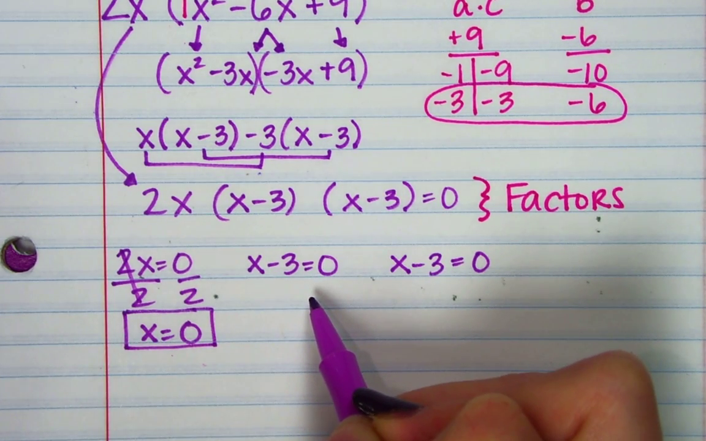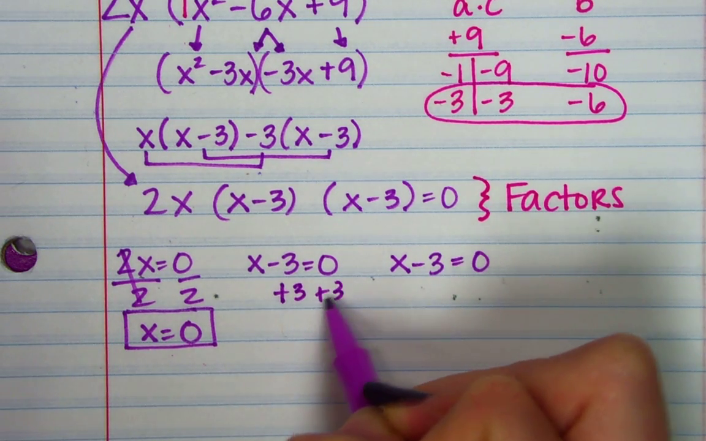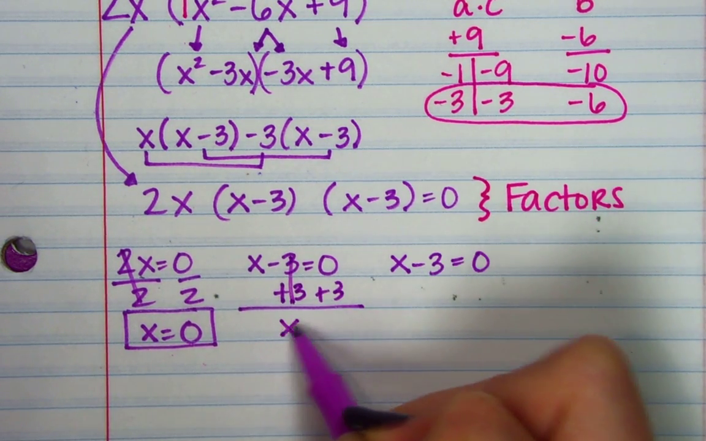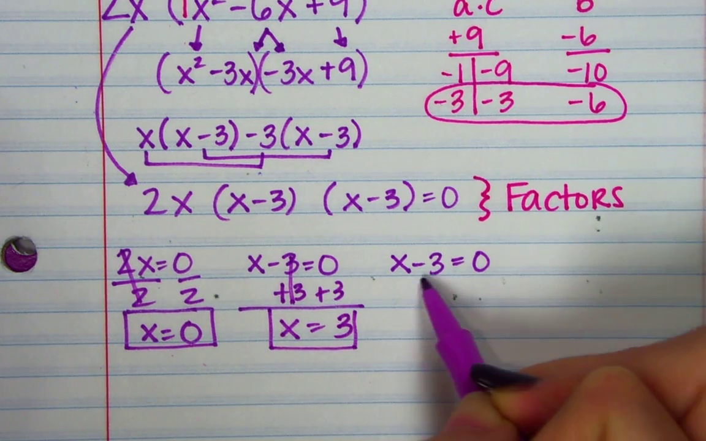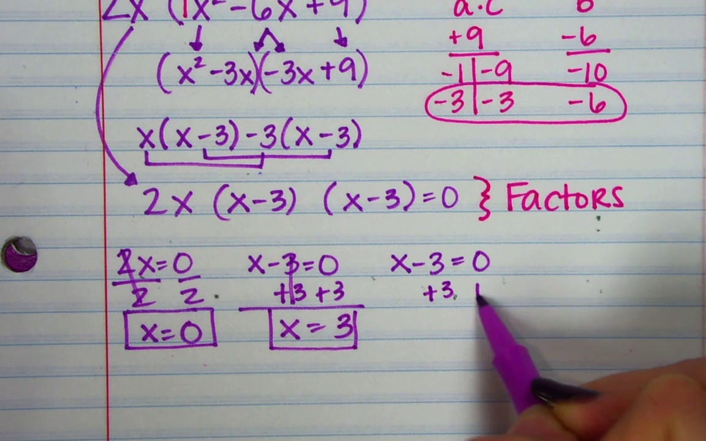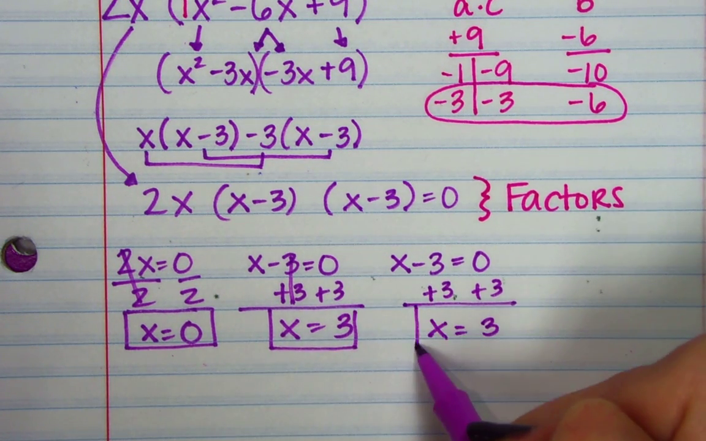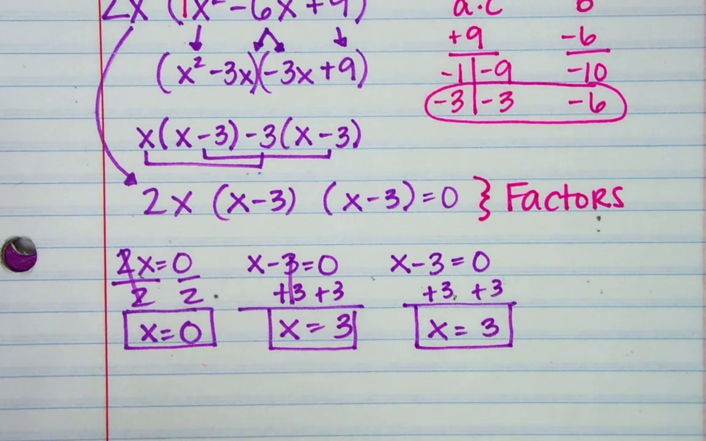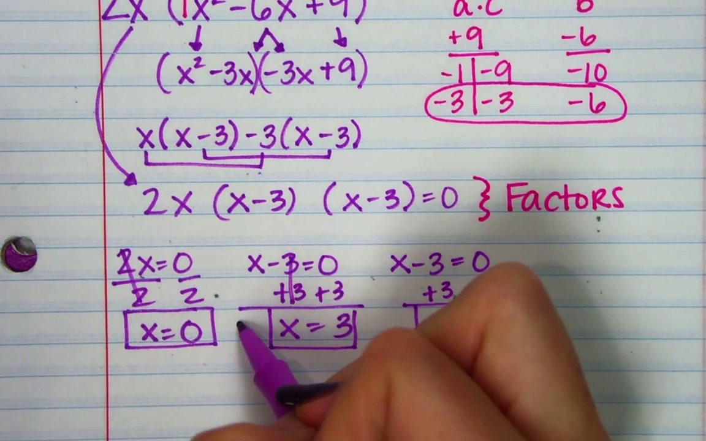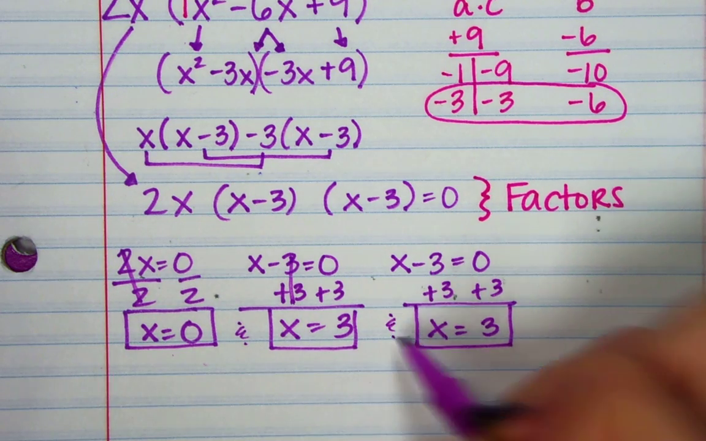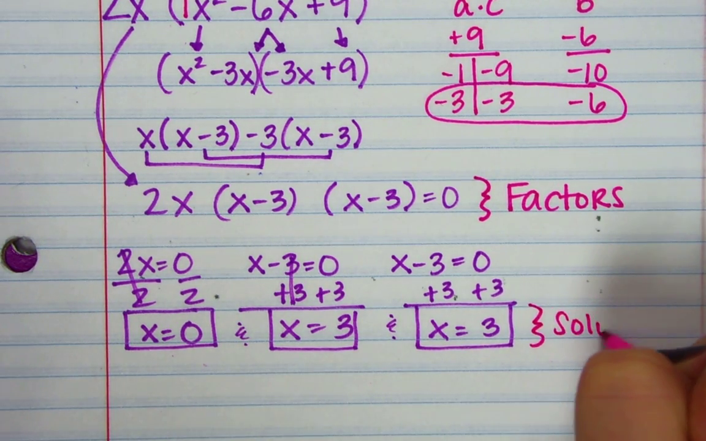How do I solve x minus 3 equals 0? Right, add 3. That gives me x equals 0 plus 3, 3. And this one, same thing. Going to add 3. Okay, there are my 3 solutions. X equals 0, x equals 3, and x equals 3. And I'm going to write next to these solutions, or zeros. That's the answer to this question.